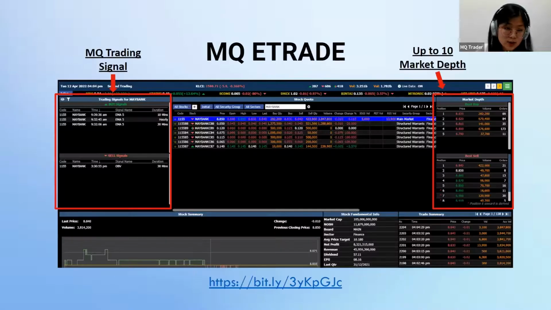And this is a showcase of our MQ E-Trade. You can see live market quotes on this system. You can also view our exclusive MQ trading signals and also up to 10 market depths and also other information about the counter at a glance. So do check out the links for more information about MQ E-Trade.